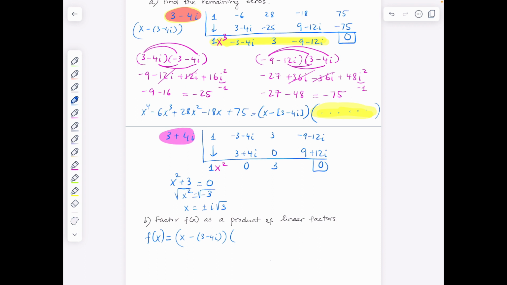Okay, and the second 0 is 3 plus 4i, so that would be x minus 3 plus 4i. We do want to make sure that you put parentheses around that 0 because there are multiple terms in there. And then the last two zeros, that's going to be x minus i square root of 3. That's one factor. And the last factor is x plus i square root of 3. Now, as you can see, all factors have x to the first power. That means they're all linear factors now.